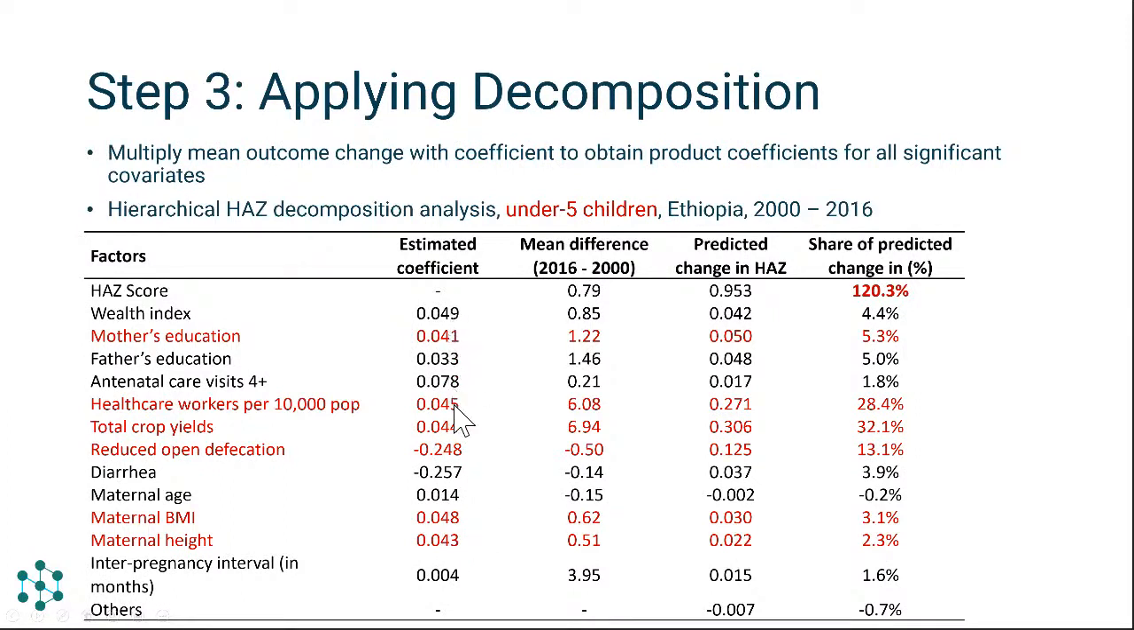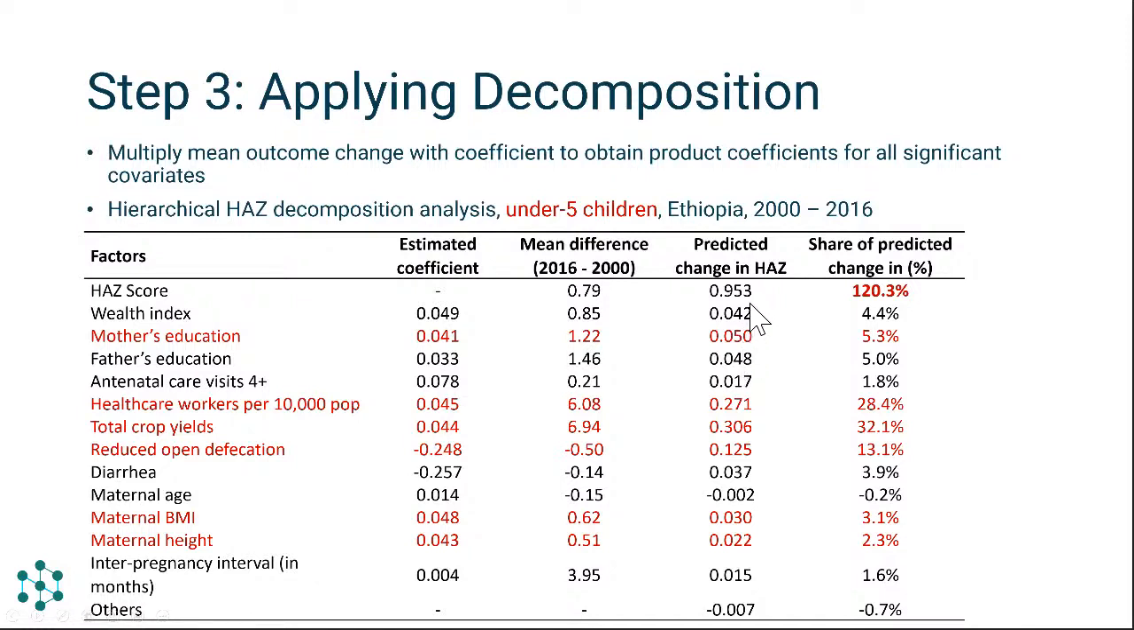So we have the estimated coefficient from the model. This is the multivariable coefficient. We have the mean difference from step 1. And then we have the product coefficient here. So this is step 2, step 1 product coefficient. And then what we can do with these, so these are unitless, let's say, parameters.